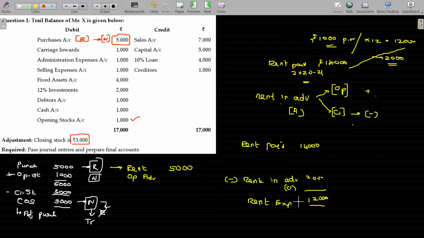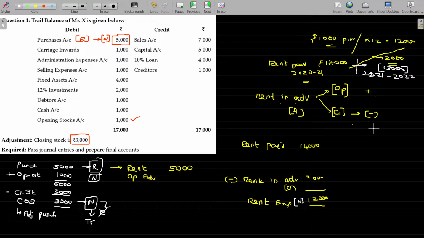This should always be a nominal account. Is that okay? And the rent paid in 2021-22 is not 14,000, this is 13,000. What does it mean? How much rent do you have to pay for 2021-22? Again 12,000 rupees, but already there is an advance. Okay, so you have to subtract that 2,000 rupees. Only 10,000 is required to be paid in 21-22.